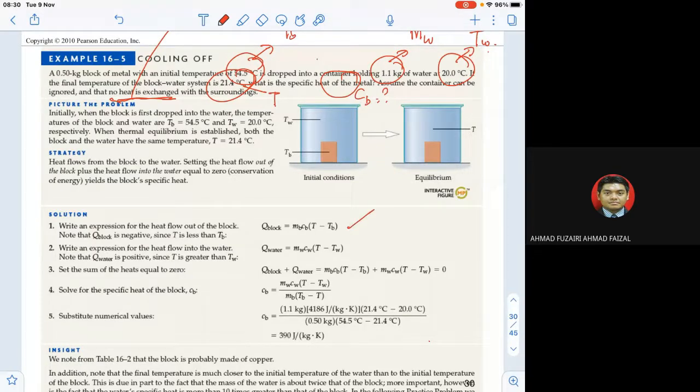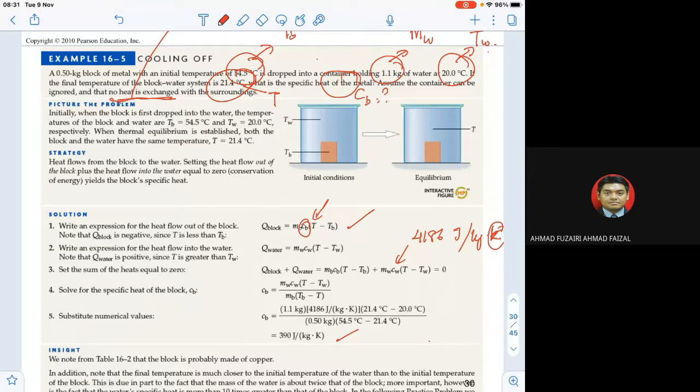So the Q block again. The final temperature is 21.4. We want to find CB over here, and from the calculations you will get CB is 390 joule per kg K. Look at the term used in CW. CW is 4186 joule per kg dot K. Per kg dot K means the temperature you need to use is in Kelvin.